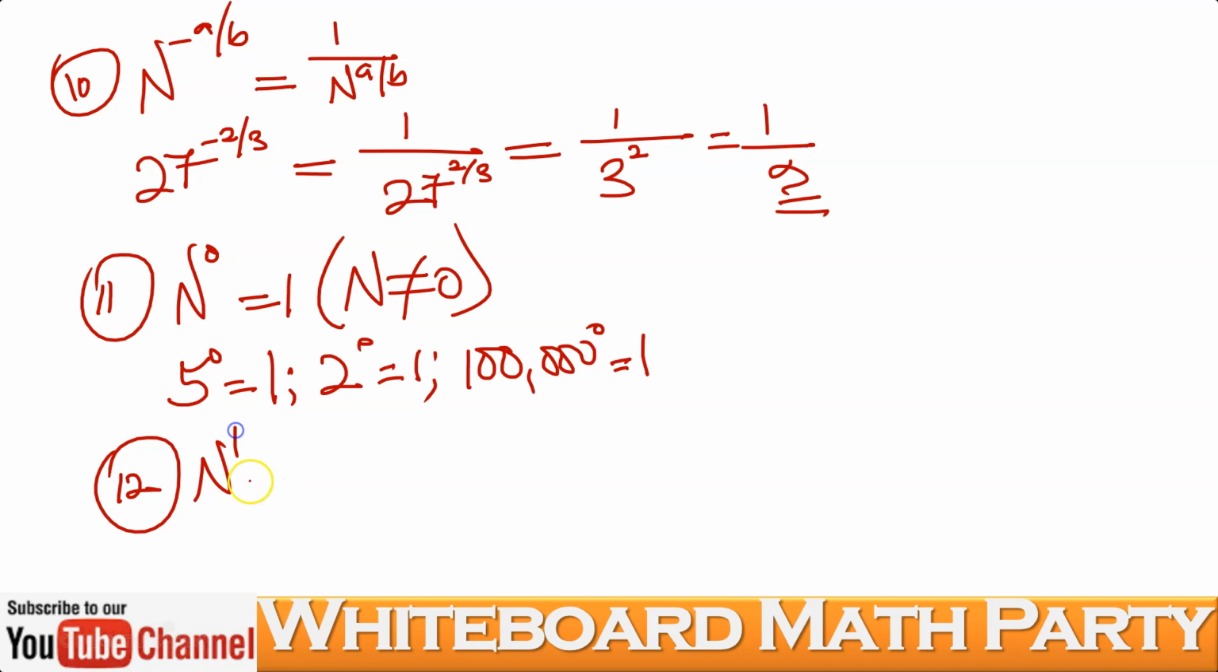And finally, another special rule of indices. n to the power of 1 is the same thing as n. In fact, we usually do not show the number 1 when we're writing numbers. For example, instead of writing 5 to the power of 1, we simply write it as the number 5. It's as simple as that. Instead of writing 2 to the power of 1, we can simply write it as the number 2. This rule applies for every whole number as well, even 0 itself, because 0 to the power of 1 is also the same thing as 0.